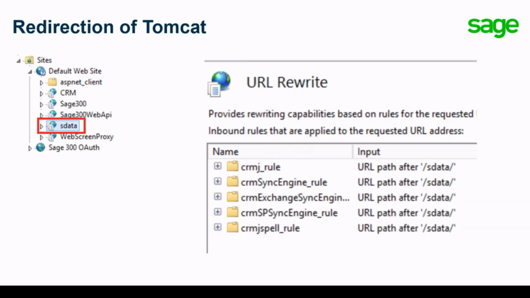In IIS, this is the sort of setup that you will see. So we see under sites, we've got our default website. So if it was example.com, our default website would be example.com. And then we've got our CRM site, which will be our CRM install. And then we've got our S-Data site. For every CRM install, you'll always see a different site name. So it could be CRM, it could be CRM 1, 2, 3, 4, 5, however many CRM installs you have, but there will always only be one S-Data site. And then on the right hand side, you can see our rewrite rules. We'll be talking about these a little bit later.